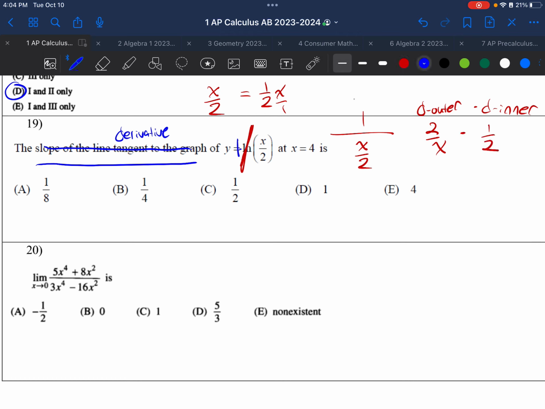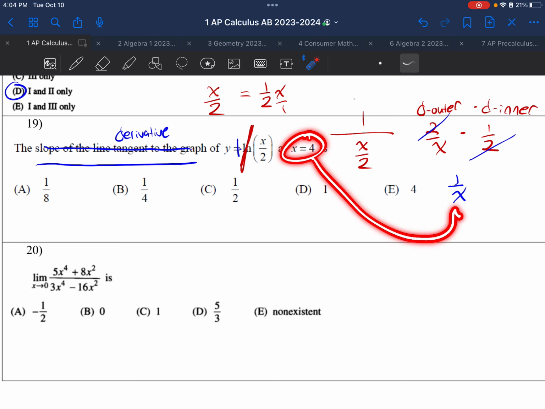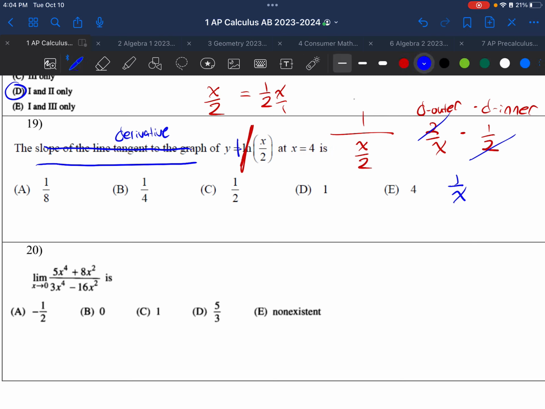So when I multiply the doubter times the dinner, the 2 and 2 cross cancel, and the answer is going to be 1 over x. And what I should have done right away is plug in 4. I always tell you plug in as soon as possible, but I was just so tempted by that cross canceling. I could not resist. So this x equals 4 is going to come down here, and this is going to be 1 over 4. Correct answer is B, 1 over 4.